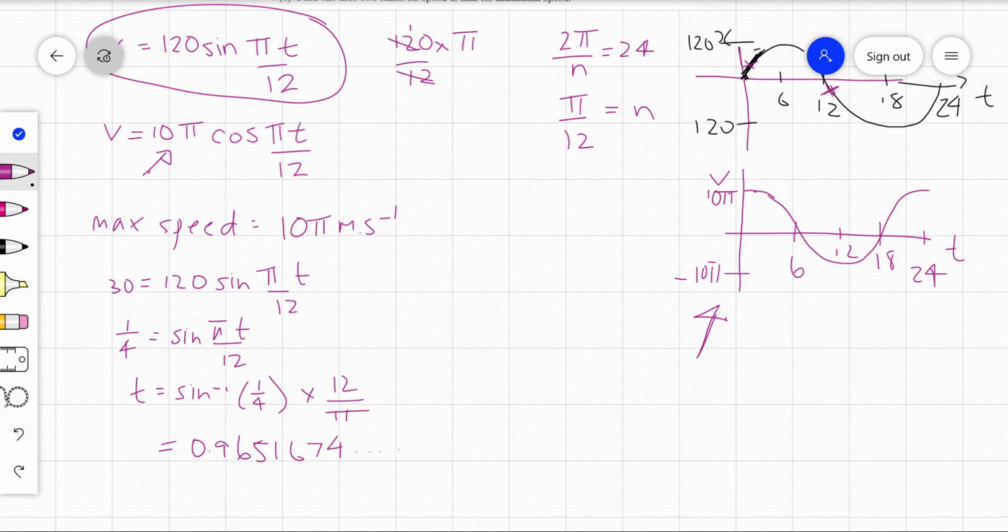We get 0.965167, etc. seconds. So to 4 significant figures, which is what it asks for, that will round to 0.9652 seconds, and that's to 4 sig figs. All right, so that's the first time, that's what we'd expect. So it's pretty close to right at the beginning.